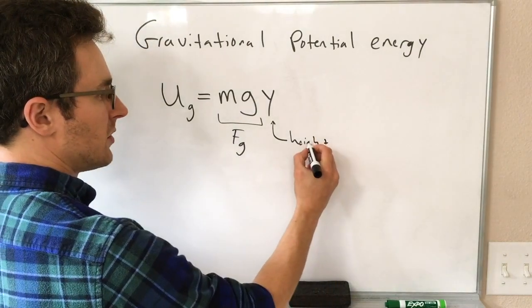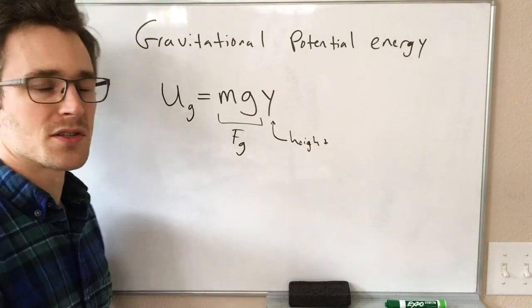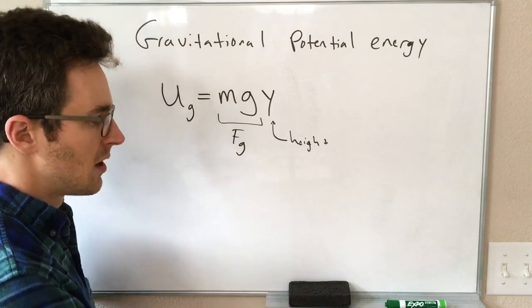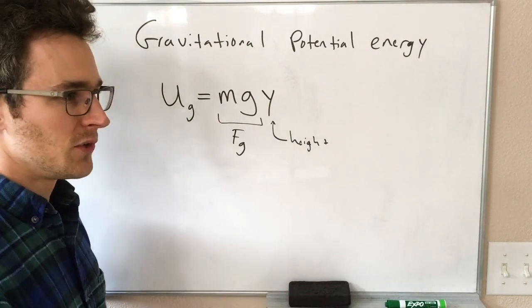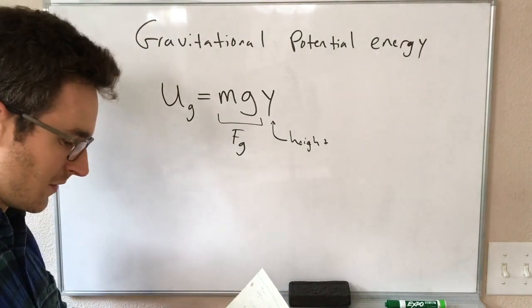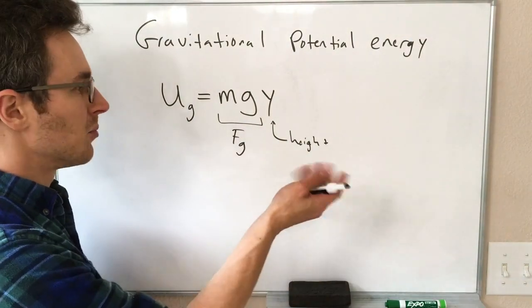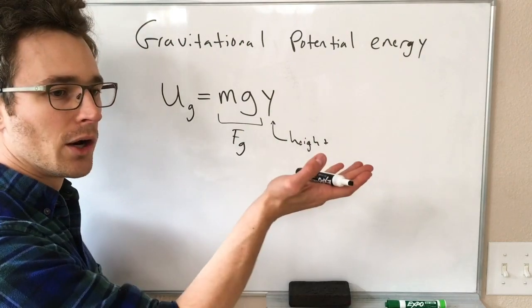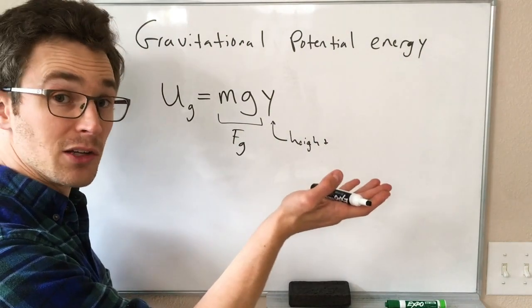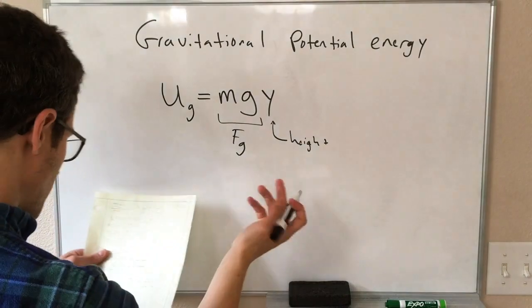So in other words, this really does look like a force times a distance. This is just how much work gravity is doing, but with a minus sign, right? So if I lift an object up, if I make y bigger, gravity has done negative work on it, right? So in fact, we can write that down.